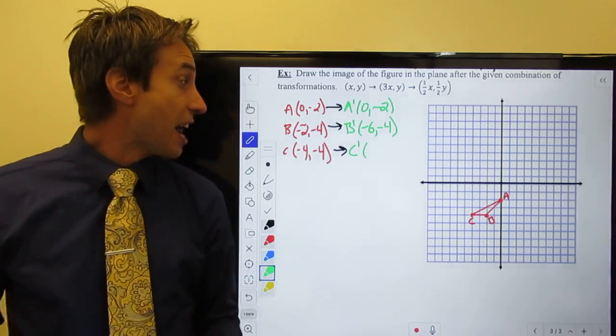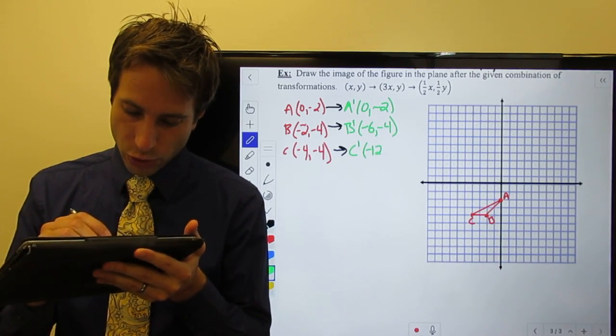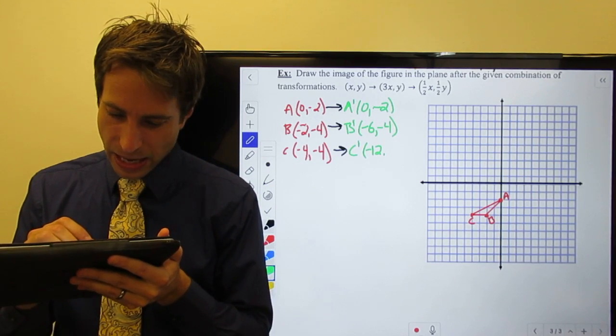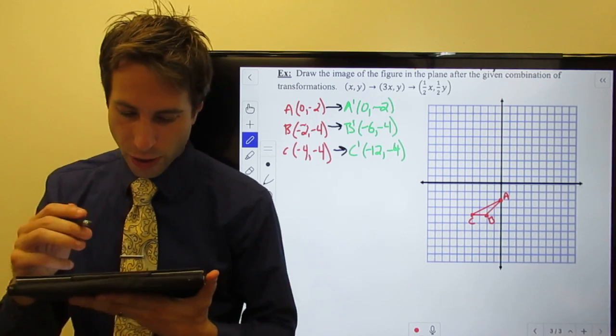Okay, here we go. -4 times 3, that's a big one. That's going to be -12. It won't quite fit on here, but we'll squeeze, it'll be fine. And then the y coordinate doesn't change, stays -4. All right, here we go, let's plot those.